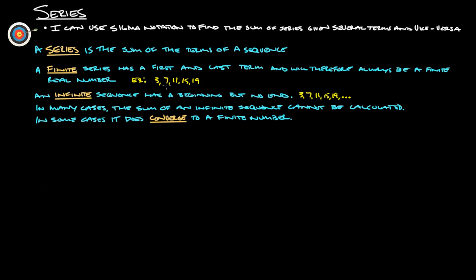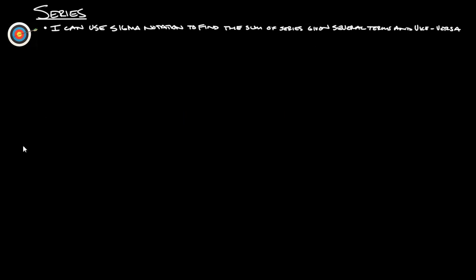An infinite sequence has a beginning but no end. Like 3, 7, 11, 15, 19, dot, dot, dot, meaning it goes on forever and ever. In many cases, the sum of an infinite sequence cannot be calculated, but in some cases, it does actually converge. It ends up getting closer and closer to a finite number. So we'll look at some cases like that.